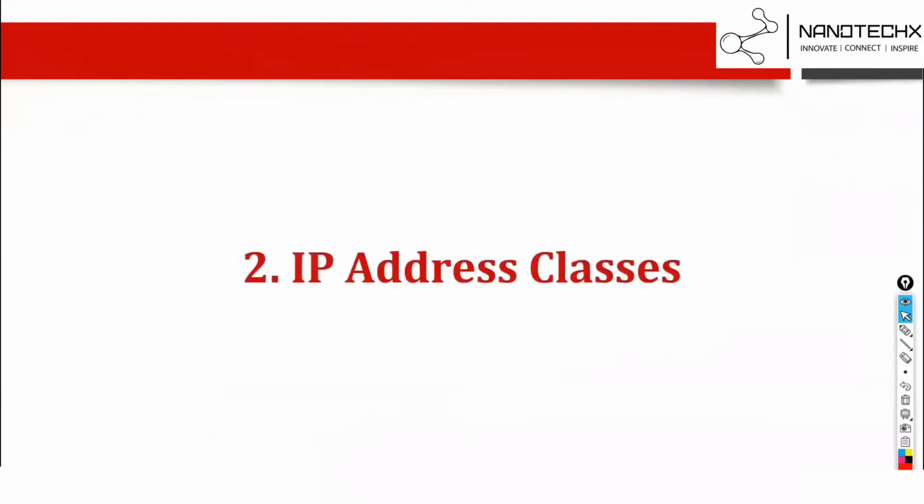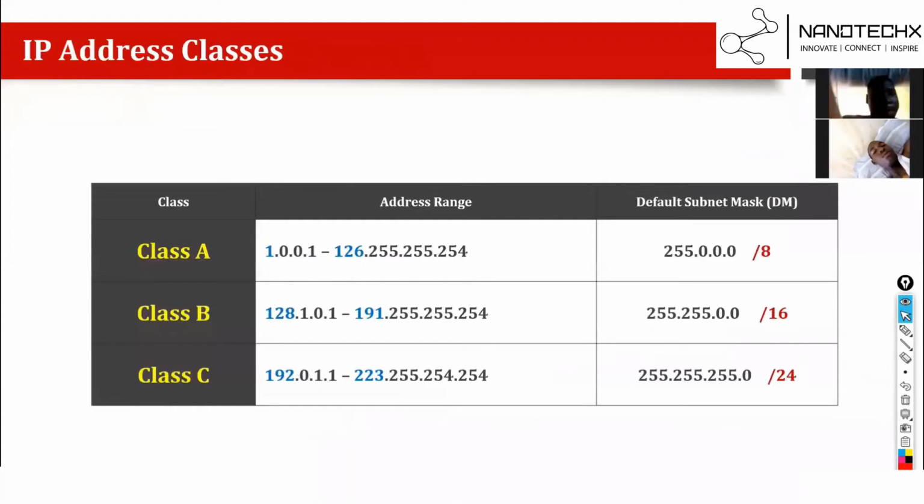We have 3 classes mainly. There are 5 classes, but we don't care about D and E. We care about A, B, and C. So how to identify? Very simple. I want you to know how to identify these 3 classes. We discussed this in detail as well when we went through the IP address. So you just see the first octet.